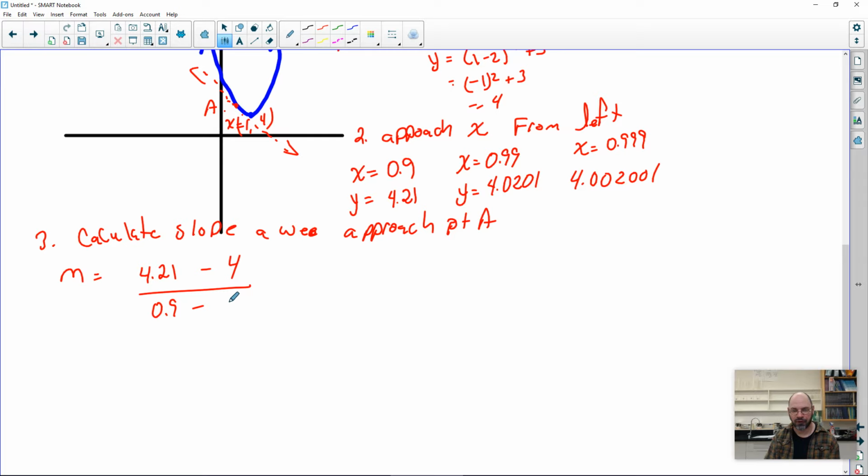what is the x there? I can't read my own writing as usual. Okay, so this would be 0.21 over negative 0.1. So that's going to give us negative 2.1 for the slope. Okay, so let's get a little closer.